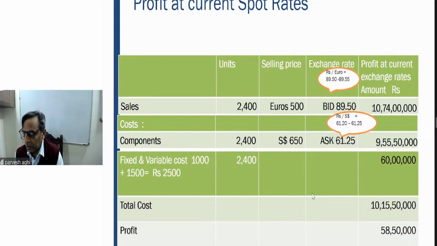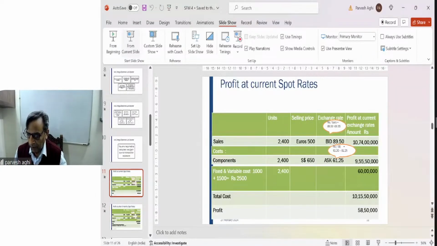Now he has sold the goods at 10 crore 74 lakhs. His cost is 10 crore 15 lakh 50,000. So he makes a profit of 58 lakhs 50,000. Now I'm just going to stop here and go to the board to cover the second part of my question.